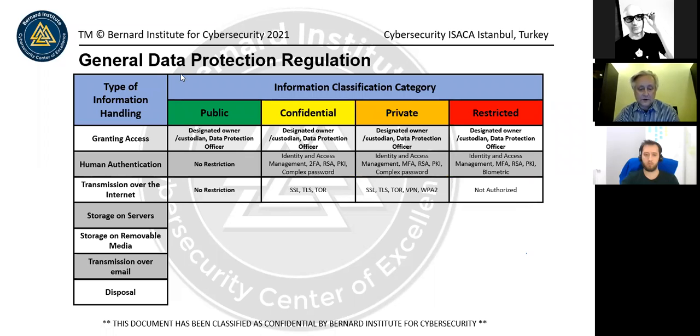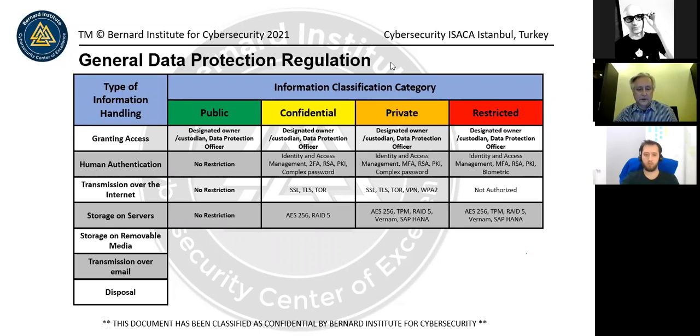Transmission over the internet. Again, public has no restriction. Confidential, you're going to use the normal TLS, SSL, and maybe Tor. You could include those under private plus VPN or WPA2, and of course under restricted because of the sensitivity of the information. Now we don't want it leaking out in any way, so we're going to keep it off the internet, and it's just going to be shared in the boardroom with the various managers, senior managers.